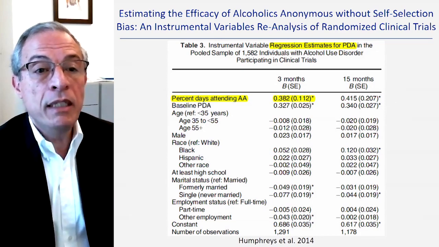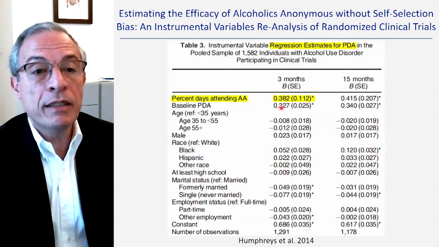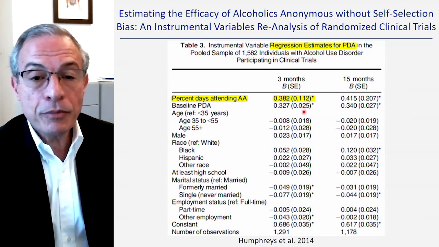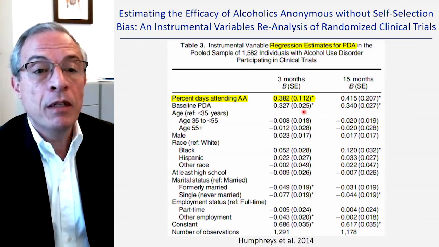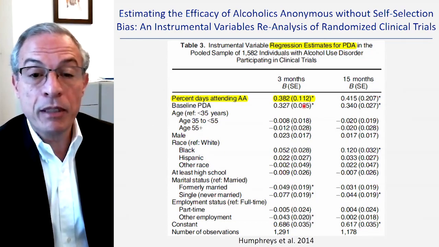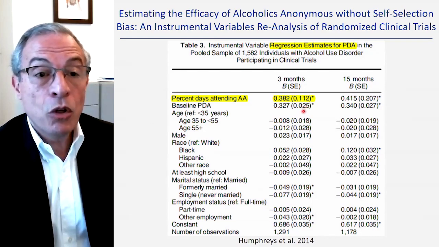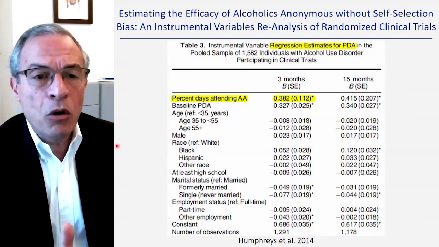What you see here is the regression coefficient, 0.38. This is at 3 months. So B is the regression coefficient. Standard error of the regression coefficient is 0.112. Okay? So they put a star. I would have put a p-value, but let's ignore that for now. So the question is, what does this all mean?